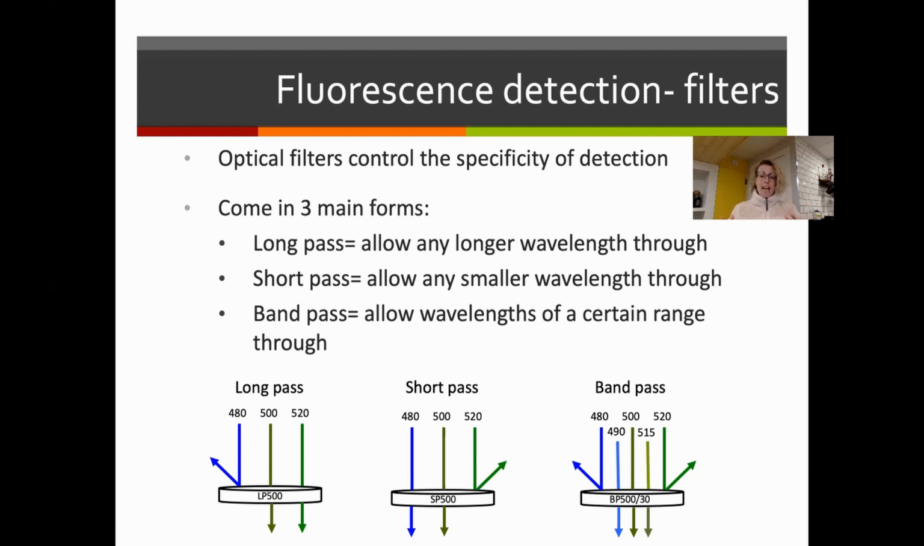And finally, we have the band pass filter. This is a more specific filter because it only allows a certain range of light to pass through. So if we have a band pass 500/30, that means the center of that band is 500 and it has a total span of 30. So 15 on either side of 500. That means that this filter will let through light from 485 nanometers to 515 nanometers. Any light outside of that range will not go through. So this is how a cytometer chooses which light is going to be passed on to a detector.